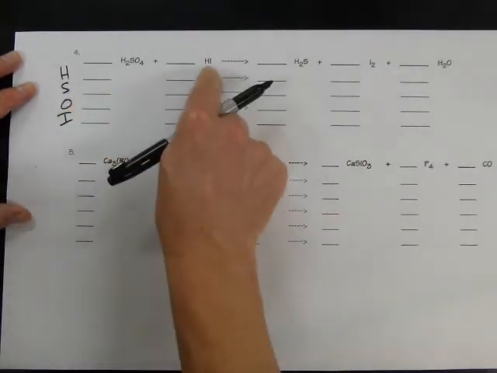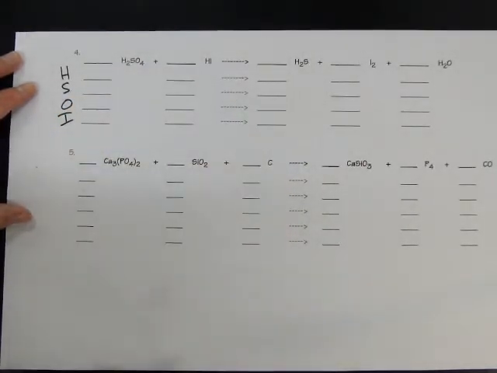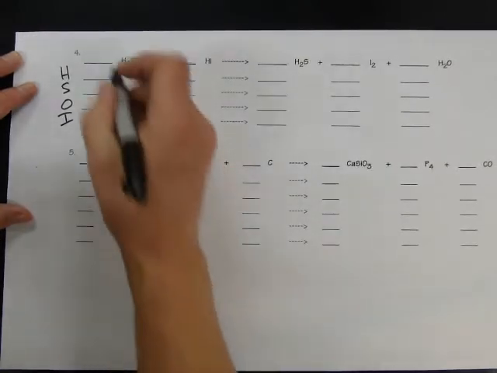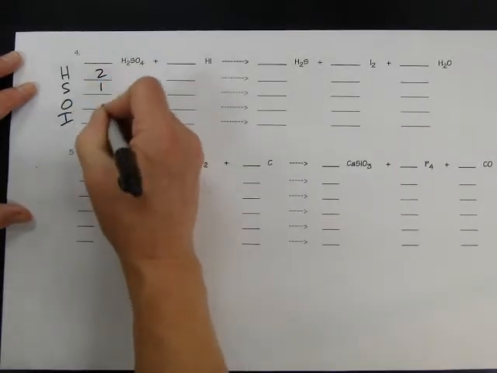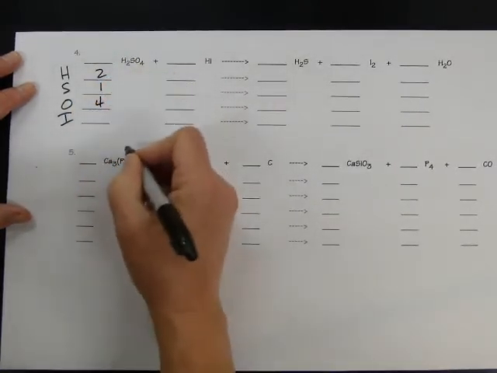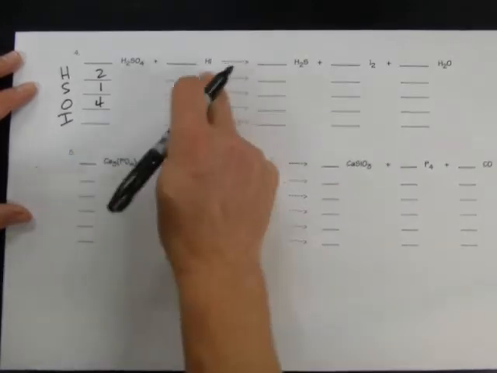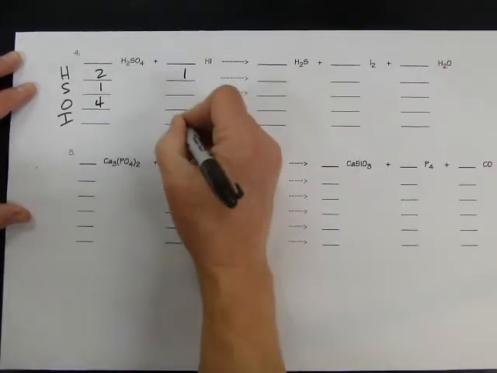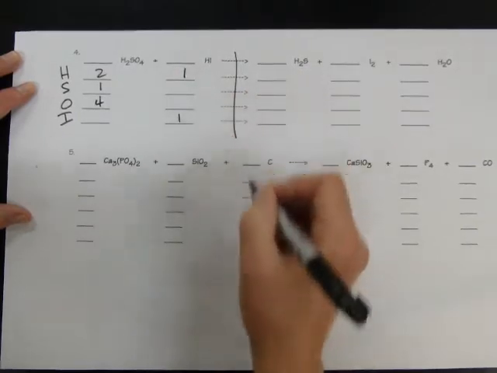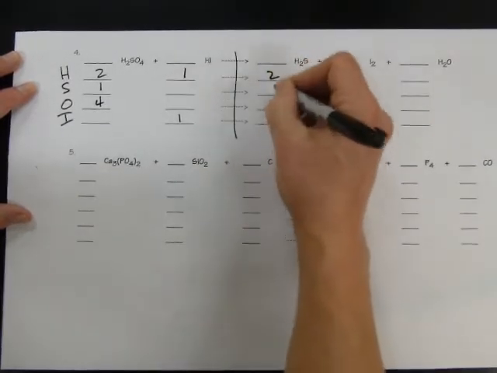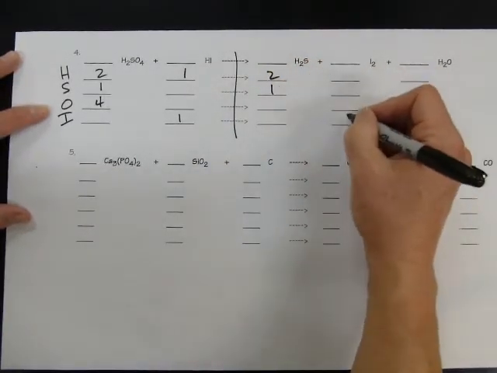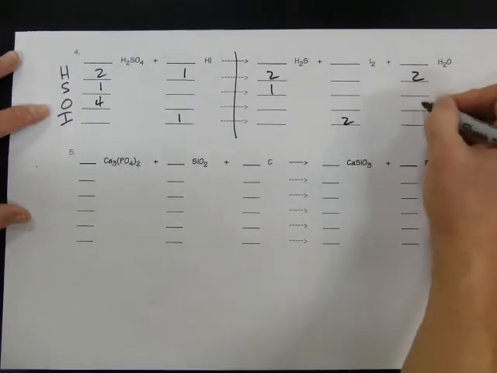Now this time that is an I, that is an iodine, and I'll count 2 hydrogens, 1 sulfur, 4 oxygens. There's no iodine on this side. Over here, there's 1 hydrogen, 1 iodine. Reactants and products, 2, 1. Iodine is 2, hydrogen is 2, oxygen is 1.